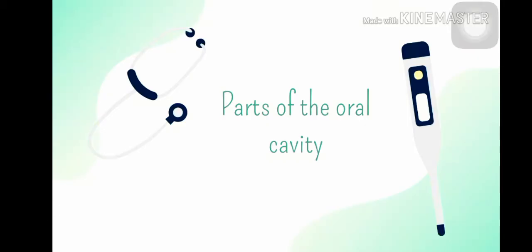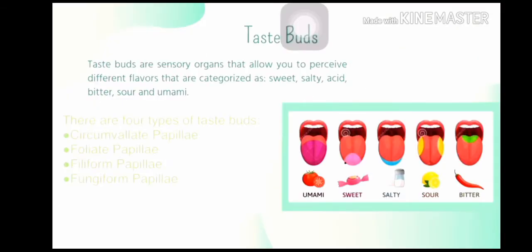Parts of the oral cavity. First, we have the taste buds. These are sensory organs that allow you to perceive different flavors that are categorized as sweet, salty, acid, bitter, sour, and umami. There are 4 types of taste buds. First, we have circumvallate papillae. These are the receptors of the bitter flavors. These are found near the base of the tongue.